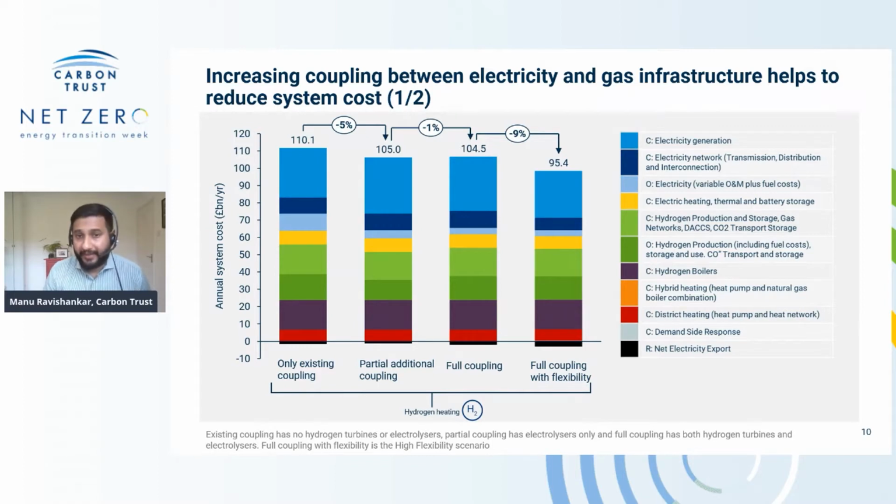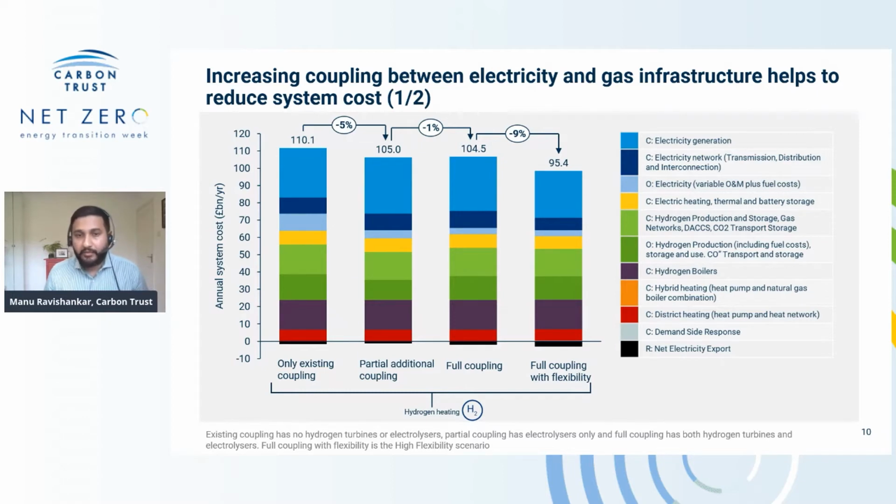So beyond the flexibility technology portfolio outlined in the previous slide, we also looked at other ways of coordination between the gas and the power system and how they can work in sync. Now, there are 4 scenarios outlined in this chart, and all of them are based on a full hydrogen heating scenario. The first 3 columns from the left are low flexibility scenarios, while the 4th one is a high flexibility scenario. Now, going from left to right, there is sequentially more coupling allowed in this system. Starting from the left, the existing coupling scenario on the far left has only current forms of coupling, which is predominantly via gas power plants.